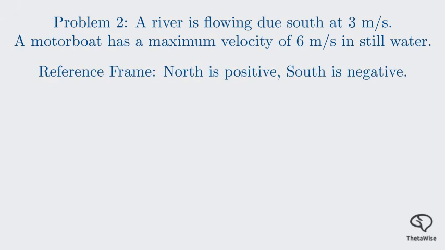Now let's identify our velocities. The river's velocity relative to the ground is south at 3 meters per second. This means the river's velocity, v of rg, is negative 3 meters per second. The boat's maximum velocity in still water is 6 meters per second.